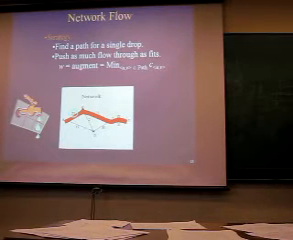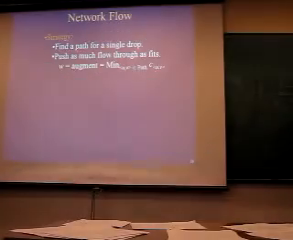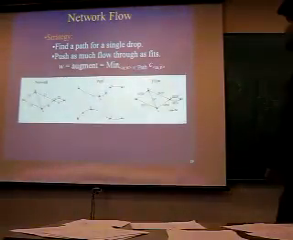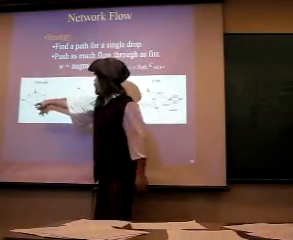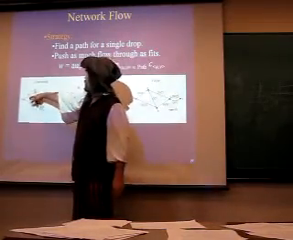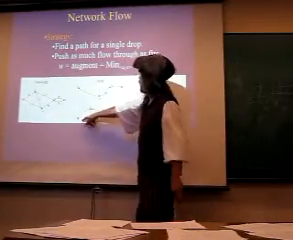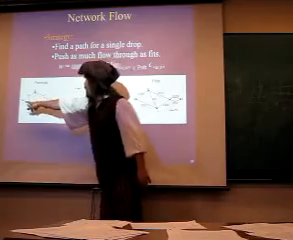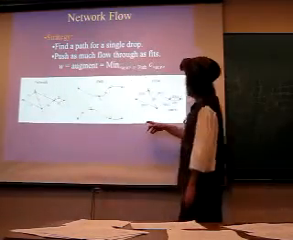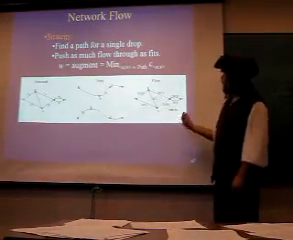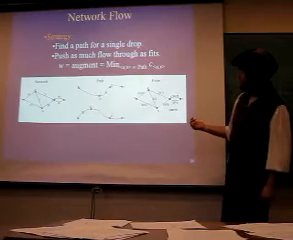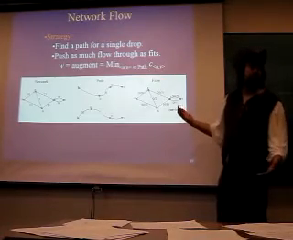So can we get more water through? All right? This is what we're going to do. In this example, we first put the water down the bottom, and then we push water along the top. We can push 20 along the top and along the bottom we can push 30, and that gives us a total flow of 20 plus 30, which is 50.